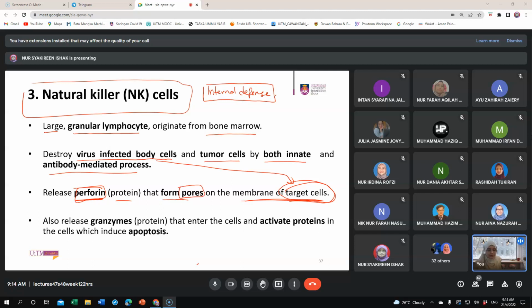Once pores have been formed on the plasma membrane of the infected body cell, another molecule is released by the NK cell. So the NK will release two types of chemicals: first, perforin to form pores. Second, once the pores have been formed, another protein, which we call granzyme, will enter into the infected body cell and activate proteins inside the cell, which include apoptosis. Apoptosis is natural cell death. It induces the cell to commit suicide.